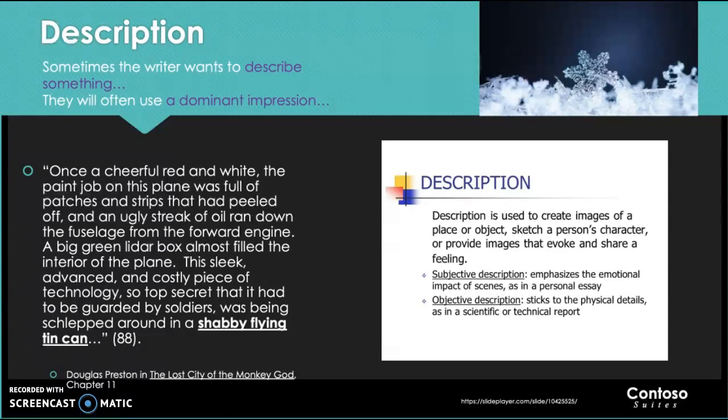And you start off by thinking that this is going to be this really picture perfect plane with the cheerful red and white, and very quickly Preston has you revising that prediction into that shabby flying tin can that he wants you to picture. All right, so this is the image that he wants you to see as he's describing the plane. That's what description is. Five senses, sensory writing that creates a dominant impression.